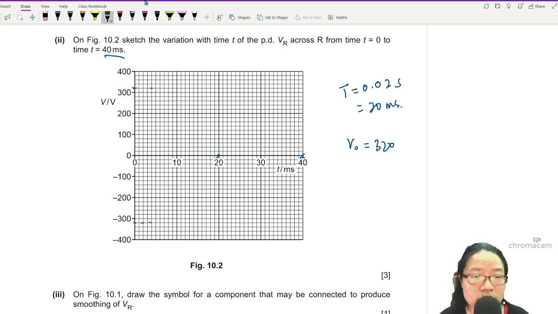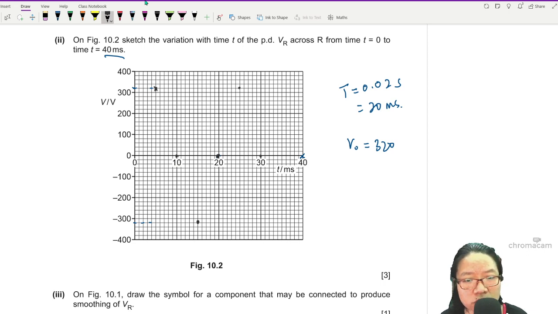Okay, so this is 20. This is one cycle, and this is half a cycle. So somewhere in the middle here, you will hit maximum. This is 320. I'm plotting out the sine curve, okay? If you need it, you should do so in the exam as well. Plot out the sine curve. 320, 0. This is one complete cycle. Repeat again.